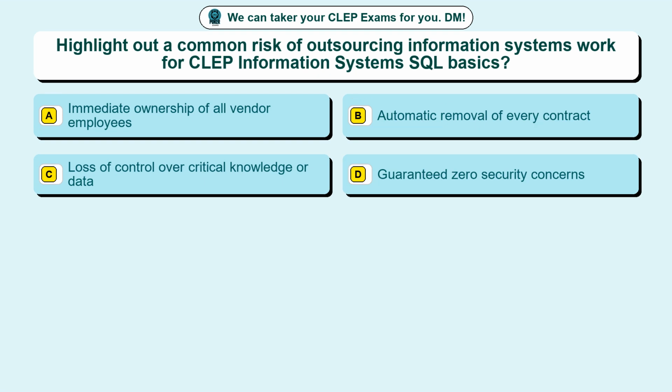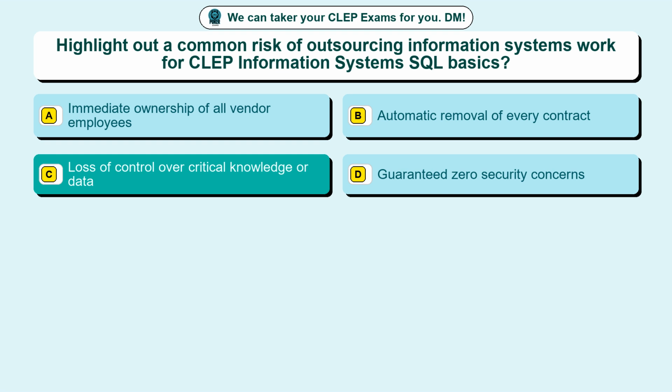Question 96. Highlight a common risk of outsourcing information systems work for CLEP Information Systems SQL Basics. Option A. Immediate ownership of all vendor employees. Option B. Automatic removal of every contract. Option C. Loss of control over critical knowledge or data. Option D. Guaranteed zero security concerns. The correct answer is option C.